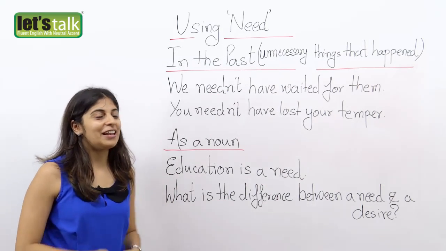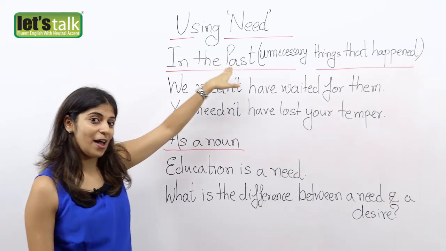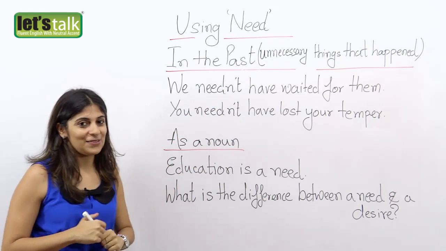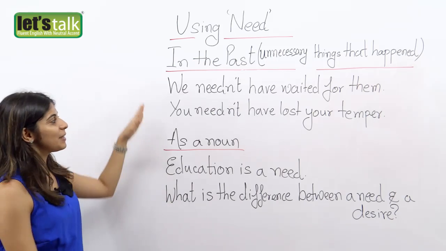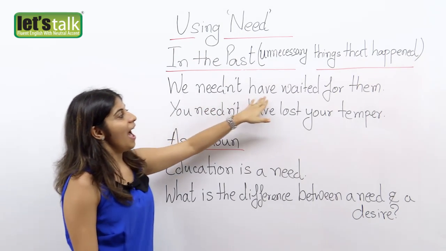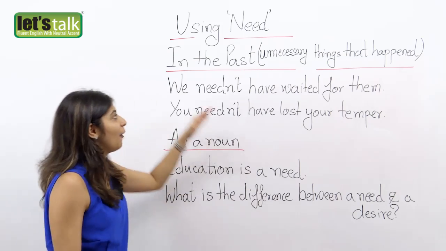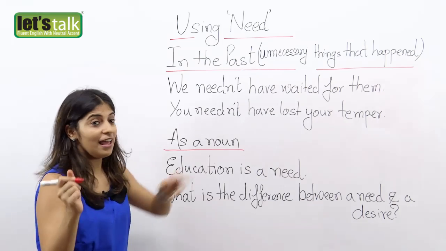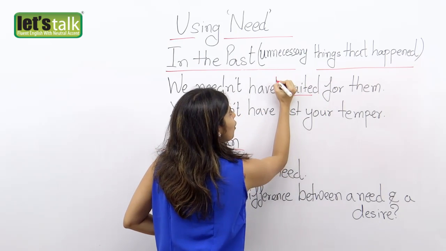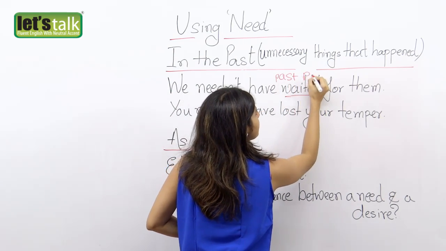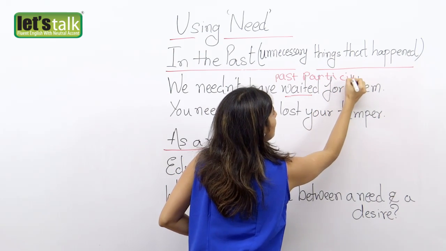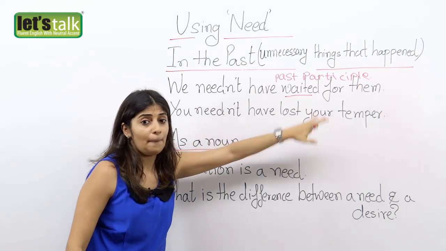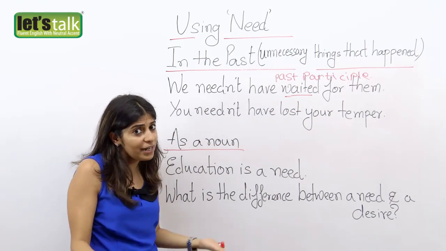Alright, now let's see here that how we can use the word need in the past. It really means that unnecessary things that happened in the past. So to explain this better, let's look at some examples here. We needn't have waited for them. Now here, needn't is the negative, right? Have plus waited is your past participle. So this explains that we needn't have waited for them. This means that it was unnecessary that we waited for them.